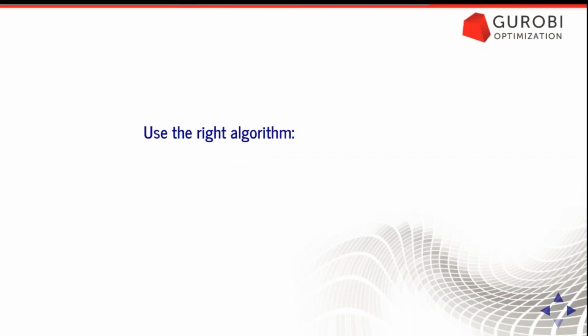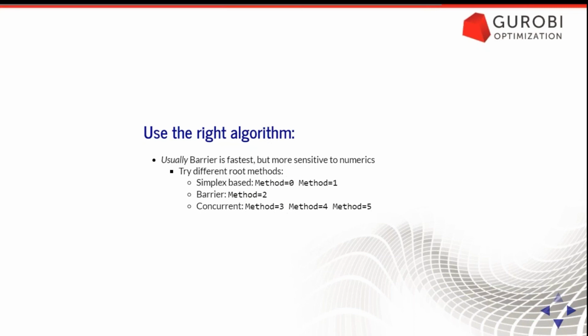Also think about using the right algorithm. In general, barrier is the fastest, not always. However, unfortunately, barrier is also more sensitive to numerical issues. So you should try either primal simplex, dual simplex, and barrier by itself and see if that helps to get more robust solutions for your model. So it's always worth a try selecting the root node method.